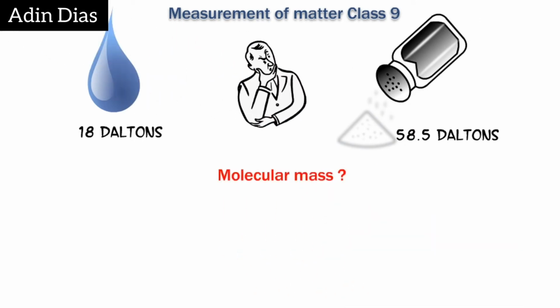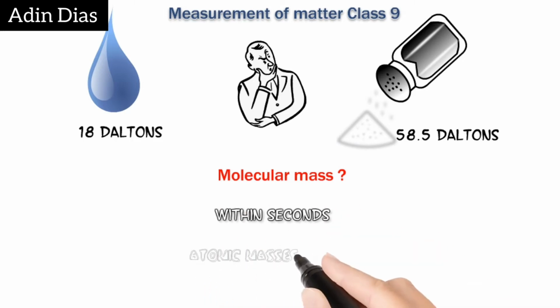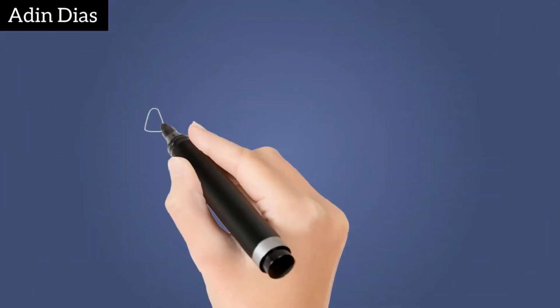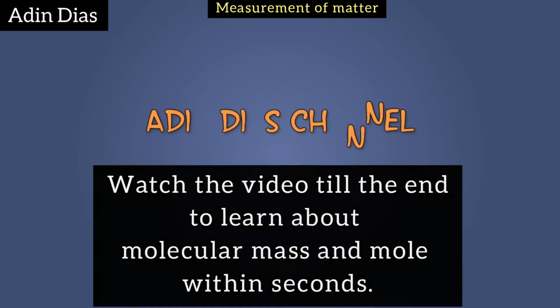In this video we will learn how to find the molecular mass of any compound within seconds, provided we have the atomic masses of each element. You are watching Adindire's channel. Watch the video till the end to get thorough with finding the molecular mass of any element within seconds.